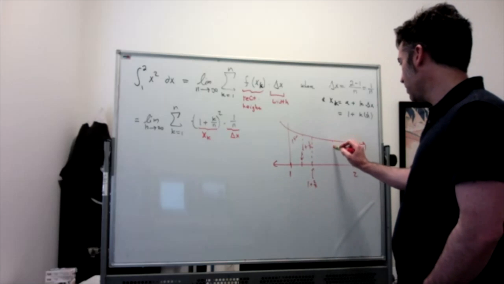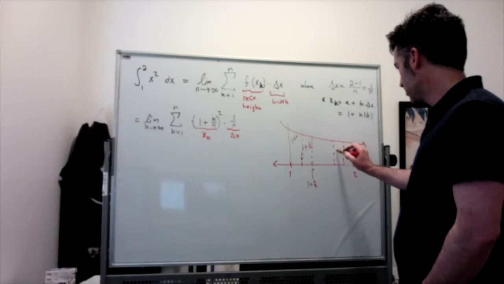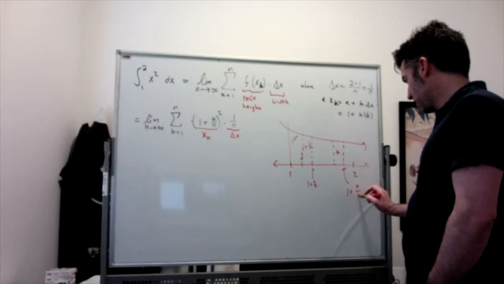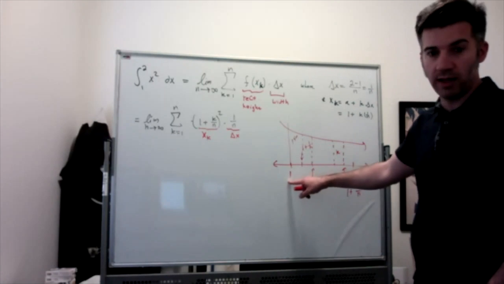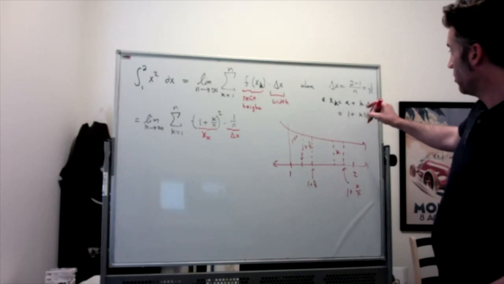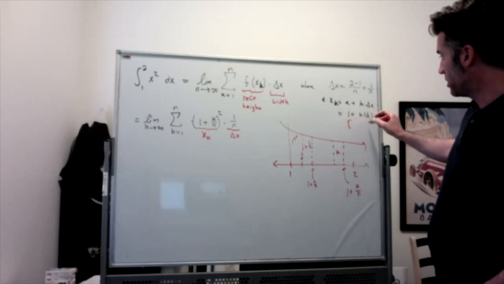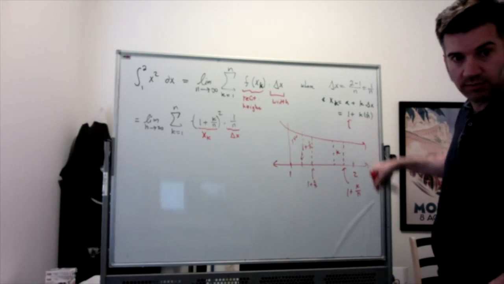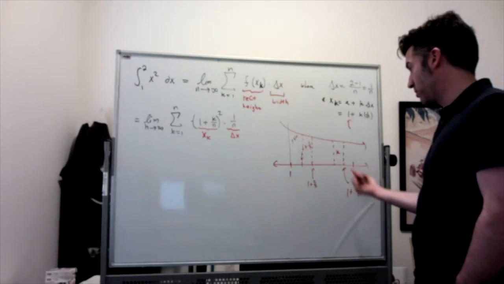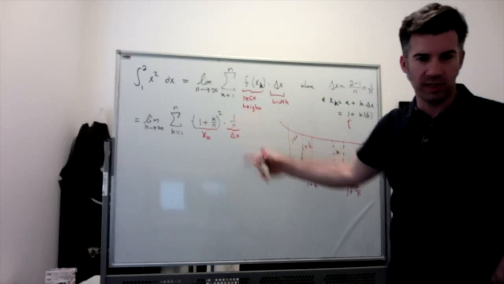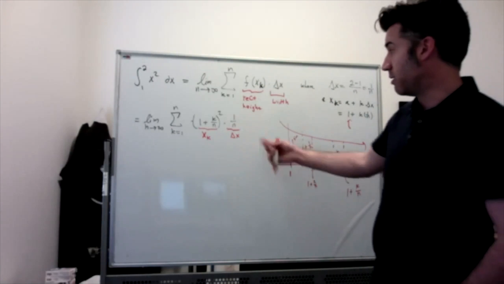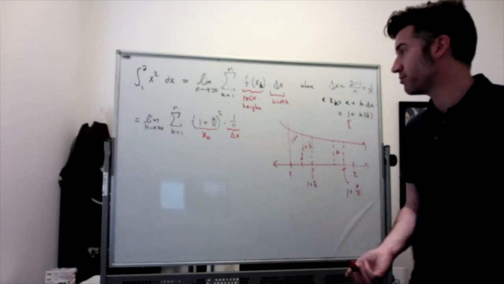And so for the kth subinterval, the right endpoint is 1 plus k over n. You're just taking your 1 and you're adding 1 over n k times, right? And that's what's getting plugged into the function, right? That's the x value you're plugging in to the function, which is x squared, which I totally didn't draw correctly, that's fine, to get the height. And the base of each rectangle is just 1 over n.